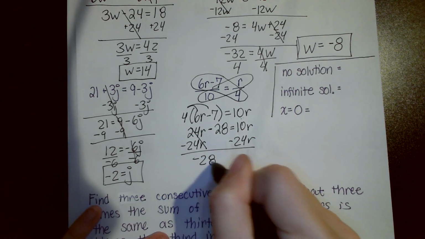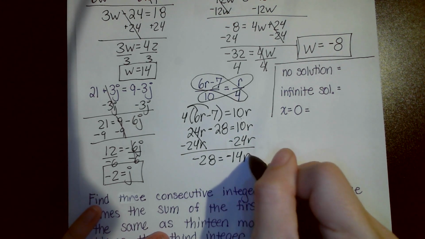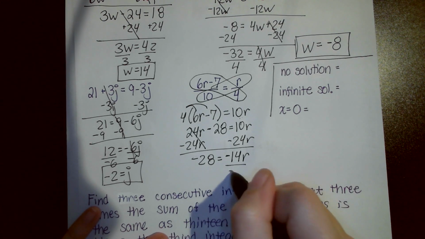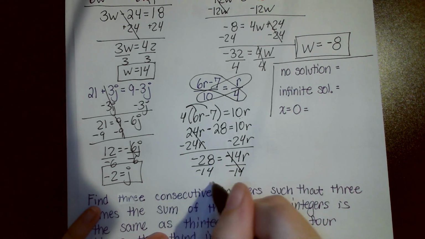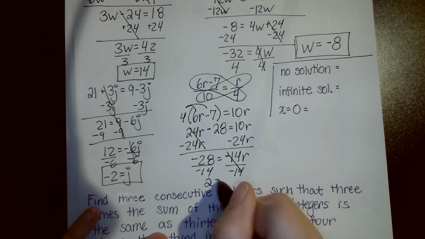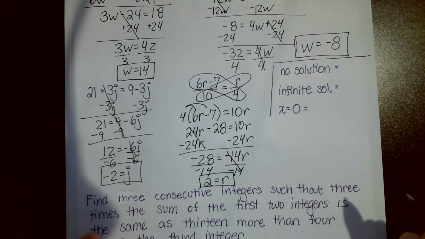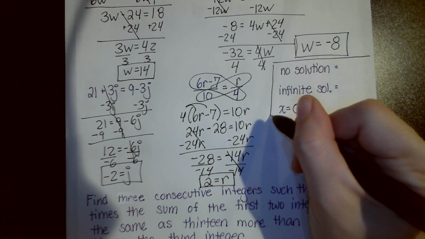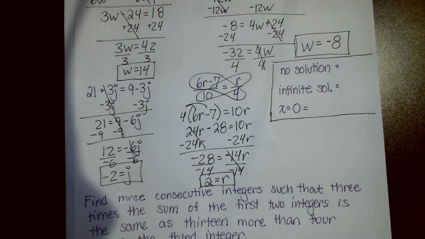Negative 28 equals negative 14r. Now, divide by negative 14, and I get positive 2 equals r. R equals 2. Now, a couple things I wanted to revisit with you to clarify.